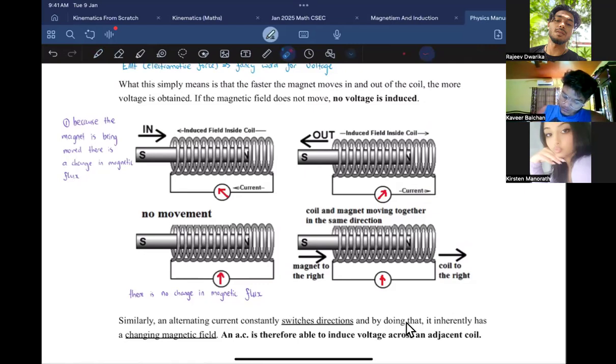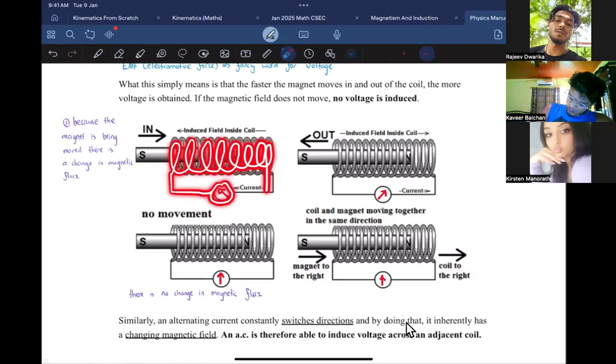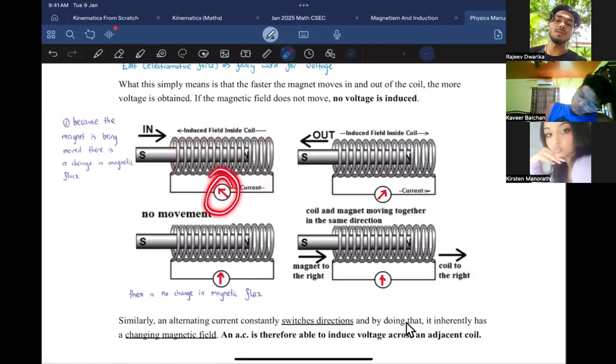So in this one, you have a coil like this, and it's connected to this thing here. Guys, you see this thing over here? We call this a galvanometer. I will put that here. This is called a galvanometer.